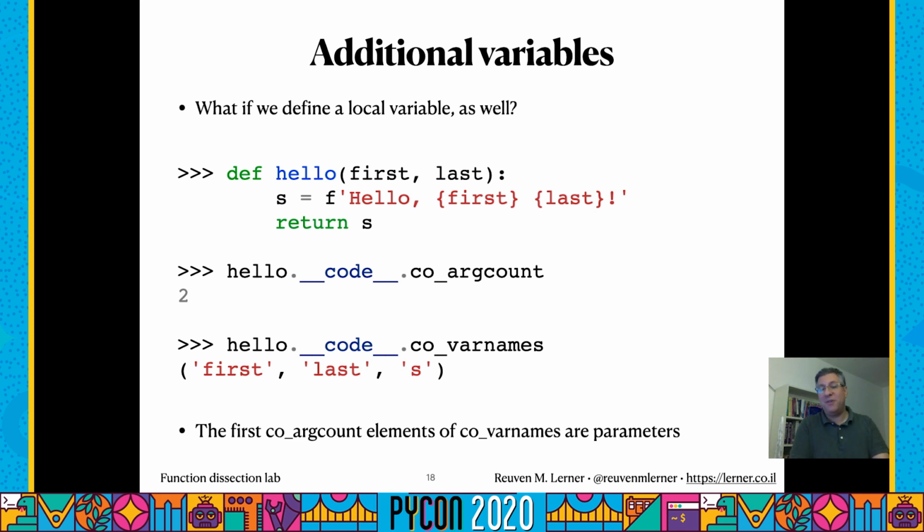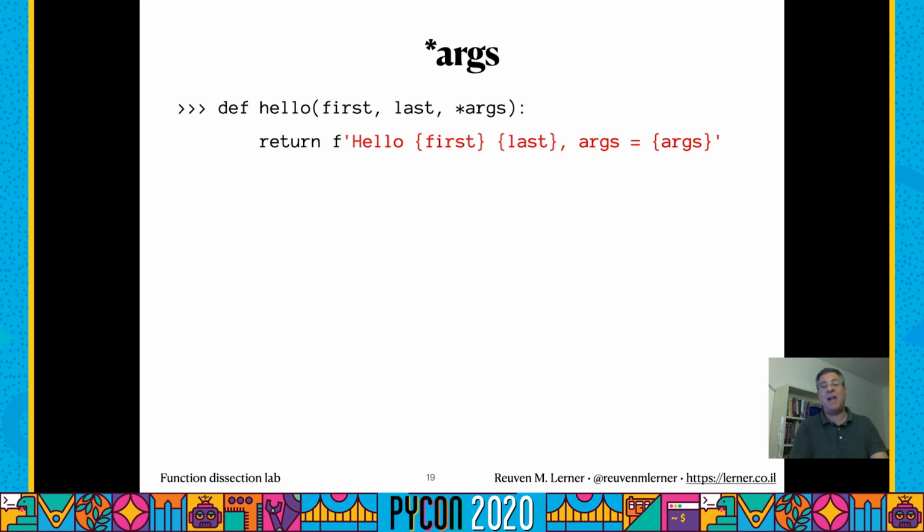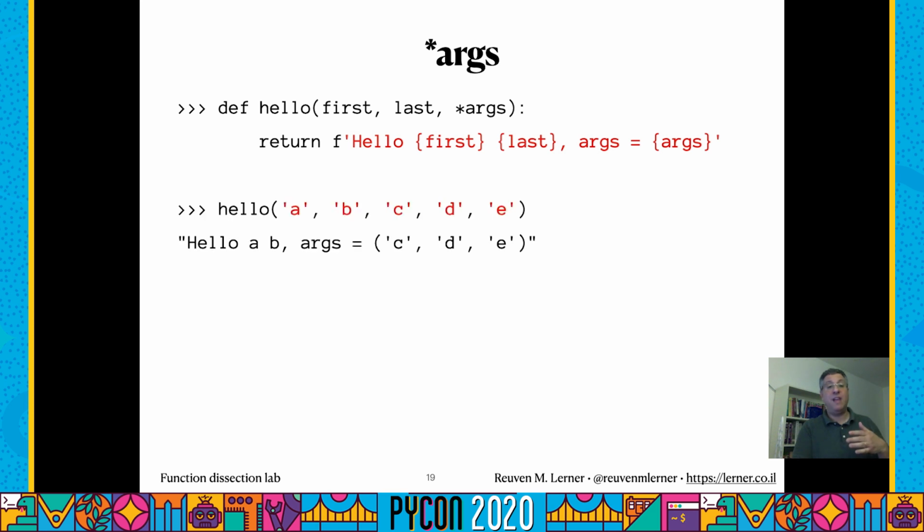Yeah, but we have some other kinds of parameters that we haven't really described with this system. For example, what about splat args? Splat args, as you might know, takes any additional positional arguments that no one else wanted. So here if I define hello, first, last, splat args, it's always going to be a tuple. And so here if I call hello of A, B, C, D, E, A is going to be assigned to first, B is going to be assigned to last, and all the rest of them are going to be assigned as a tuple to args.